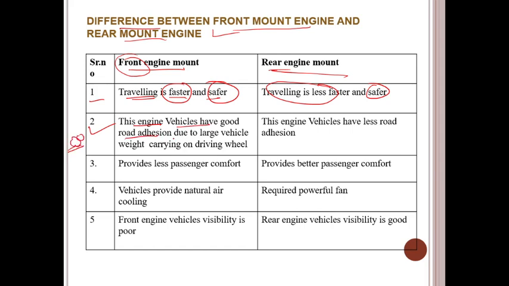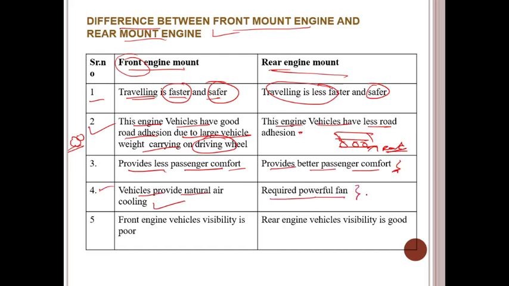There is good road adhesion due to the large vehicle weight carried on the driving wheels. Rear engine vehicles have less road adhesion, meaning the road tires do not make proper contact with the road. They also provide less passenger comfort, while front engine vehicles provide better passenger comfort. Fourth, the vehicle provides natural air cooling, right? Here a powerful fan is required because the engine is located at the back side.